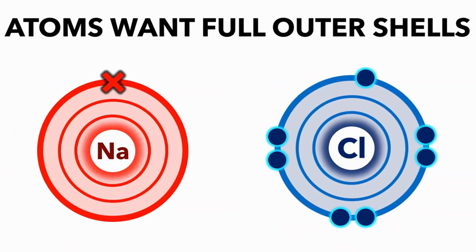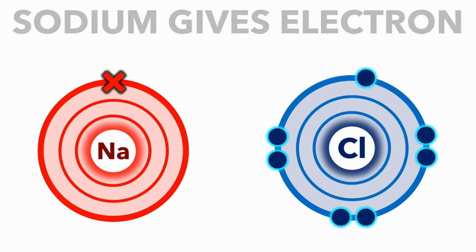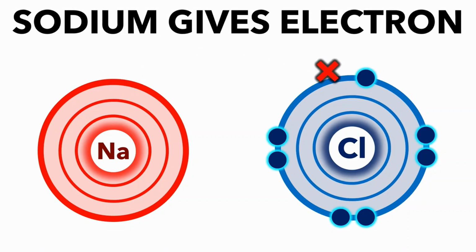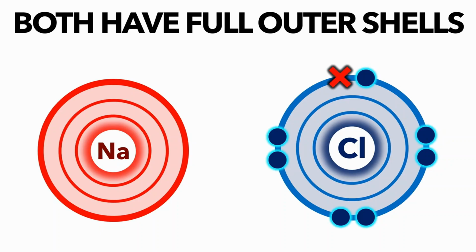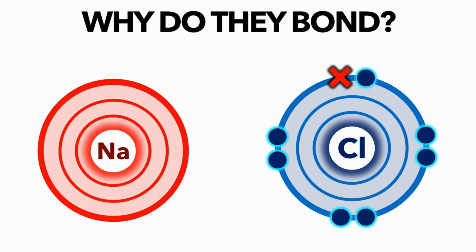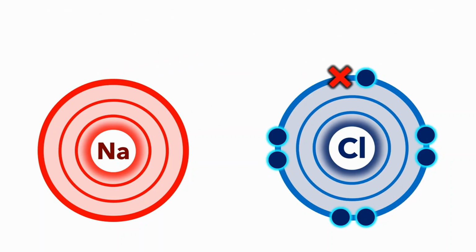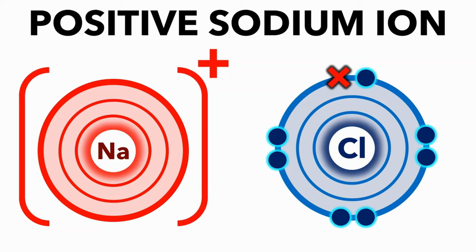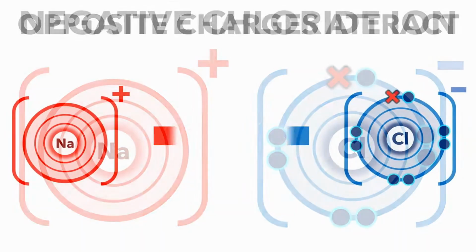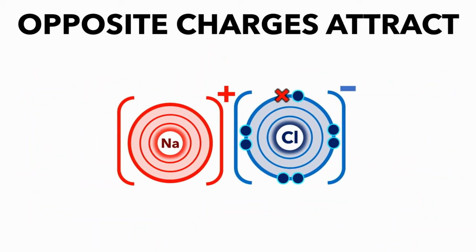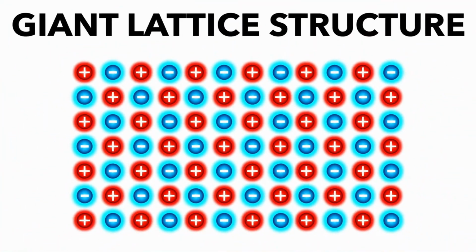But all atoms want a full outer shell, so the metal and non-metal atoms do a deal. The metal sodium atom gives its electron away, and the non-metal chlorine atom receives it. Now, they both have full outer shells. But where does the ionic bond come from? Both atoms were neutral, but after trading the electron, the sodium is now a positive ion, and the chlorine is now a negative ion. The oppositely charged ions attract, causing the ionic bond. Many ions attract to form a giant lattice structure.